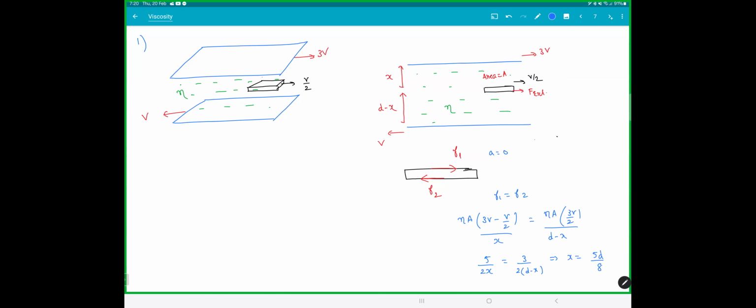Easy? So if you put it at this point, the layer is actually going with v by 2, and you're also going with v by 2. There's no need to apply any viscous force. Clear, Devika? Got this? Yeah, let's focus.